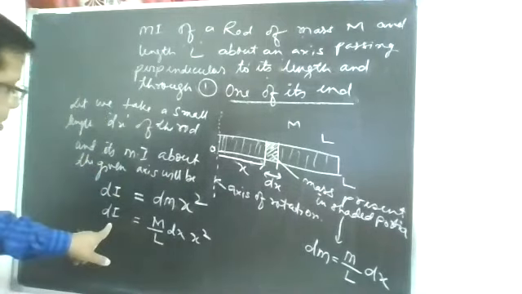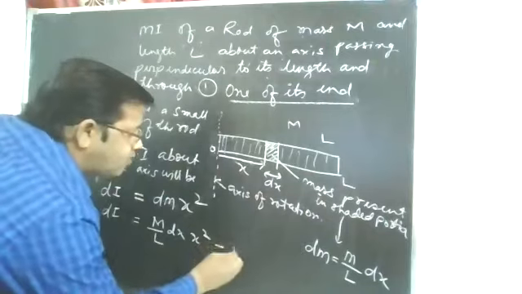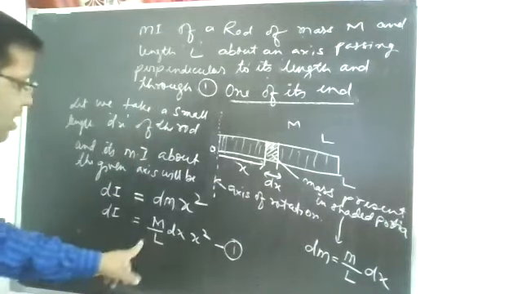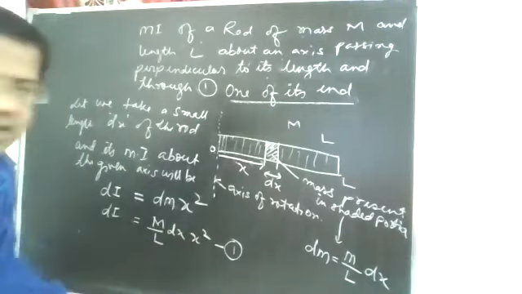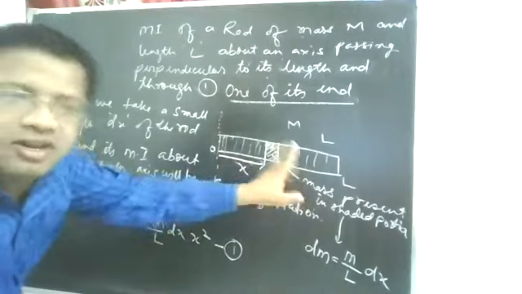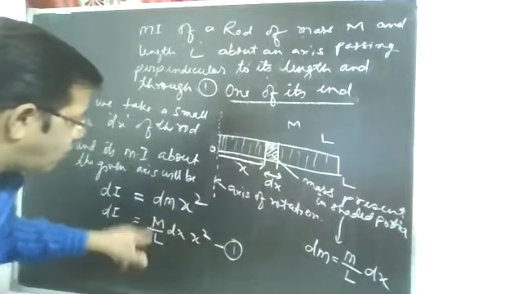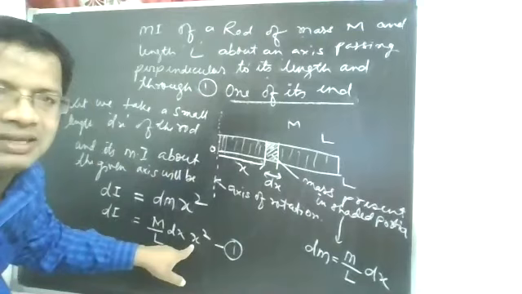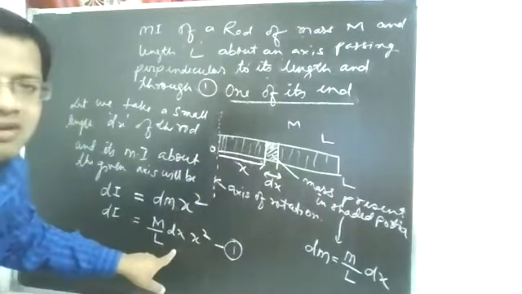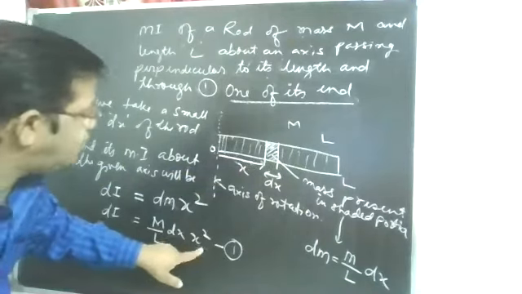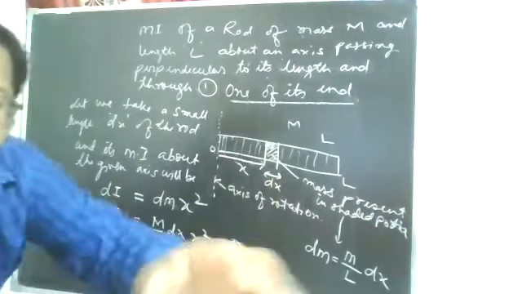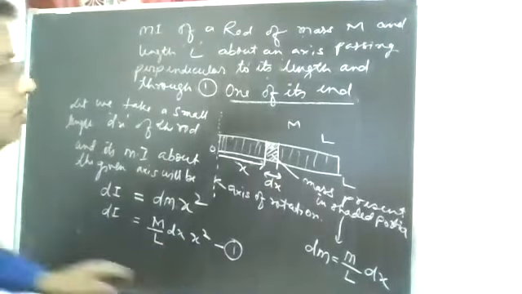Let this equation be 1. We integrate this equation with respect to the variable x, because M, the mass of the rod, and L, the length of the rod, are fixed constant terms. Only the variable term is x. So by integrating with the limit of x from 0 to L, we can determine the moment of inertia of the whole rod.